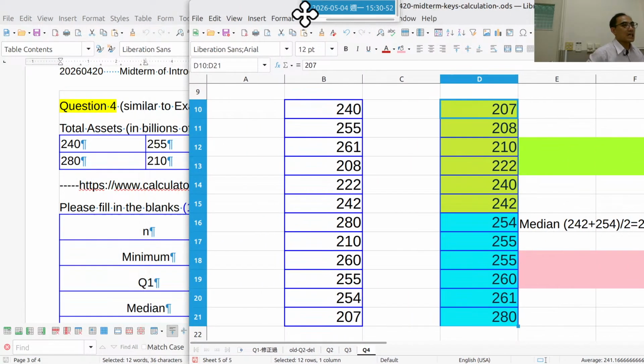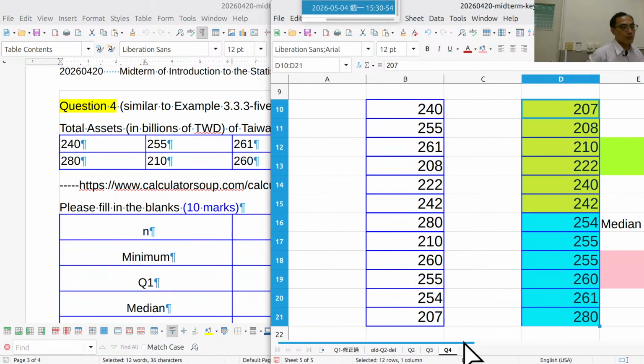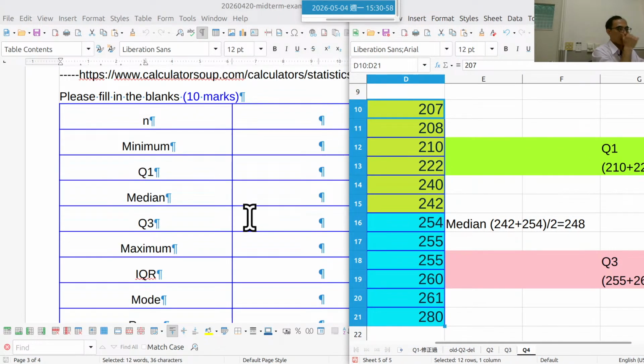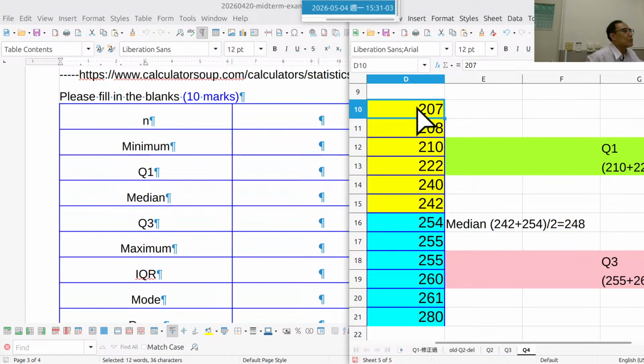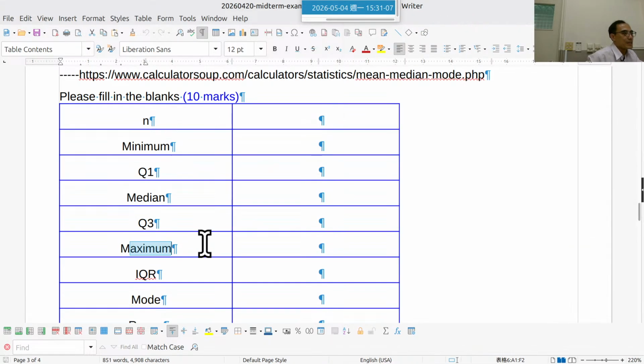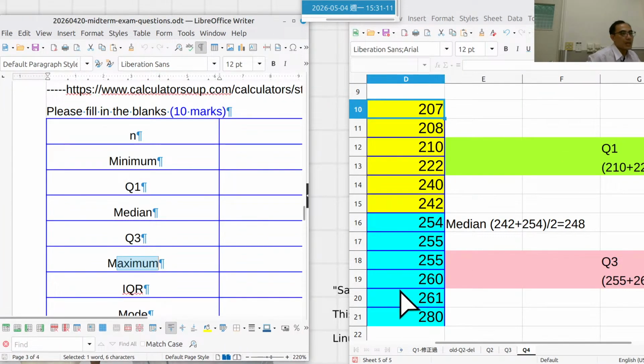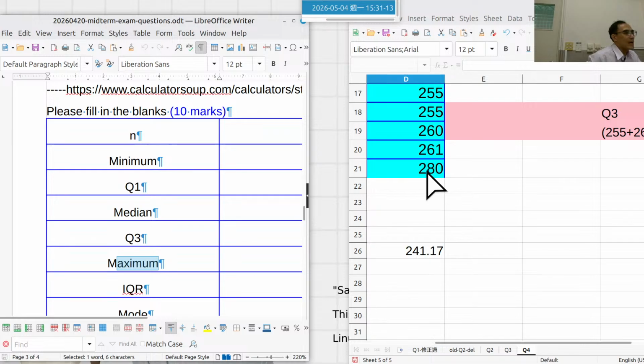Okay, let me move it close to here. The first question: n is 12. The minimum here is 207, and the maximum, let's move to the maximum, is here, 280. 280 is the maximum. Now Q1, median and Q3.